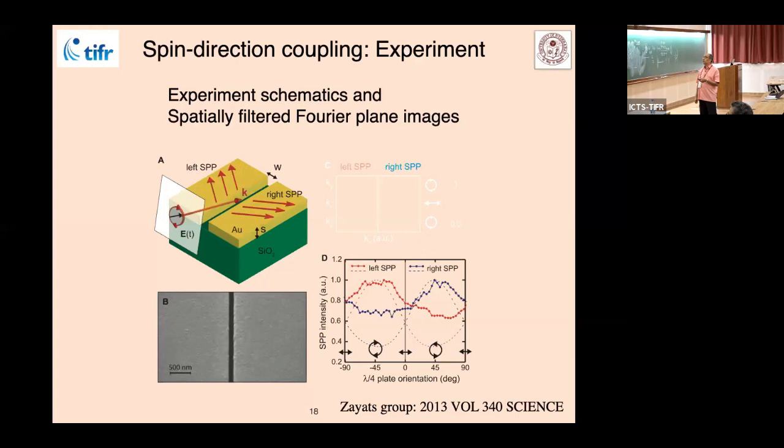For this one, the left SPP, you'll be exciting in one direction. The wave will be propagating preferentially in the left direction. In the other case, the wave will be propagating in this right SPP, the right direction. Thus, the philosophy is like this.